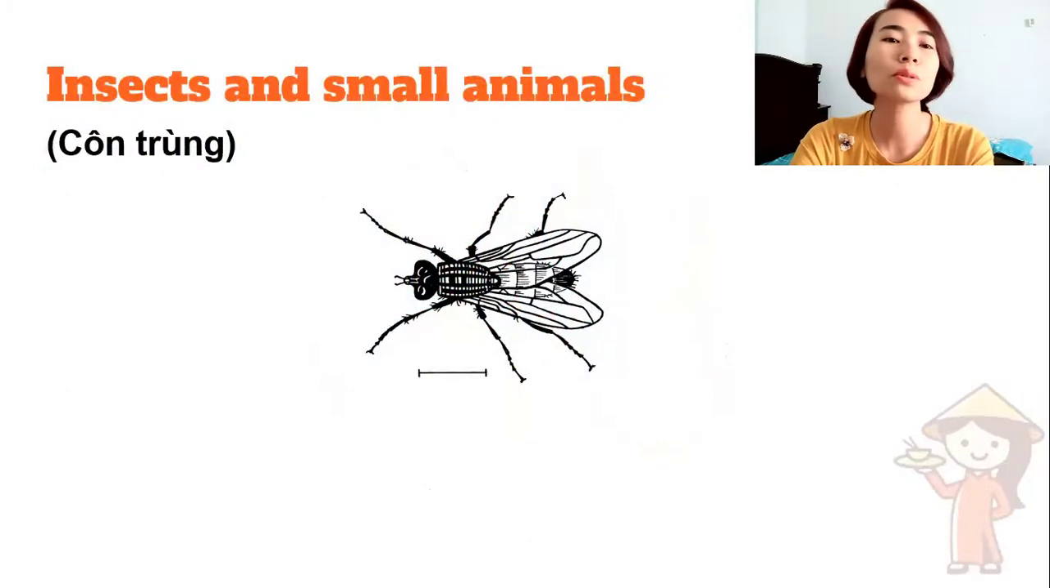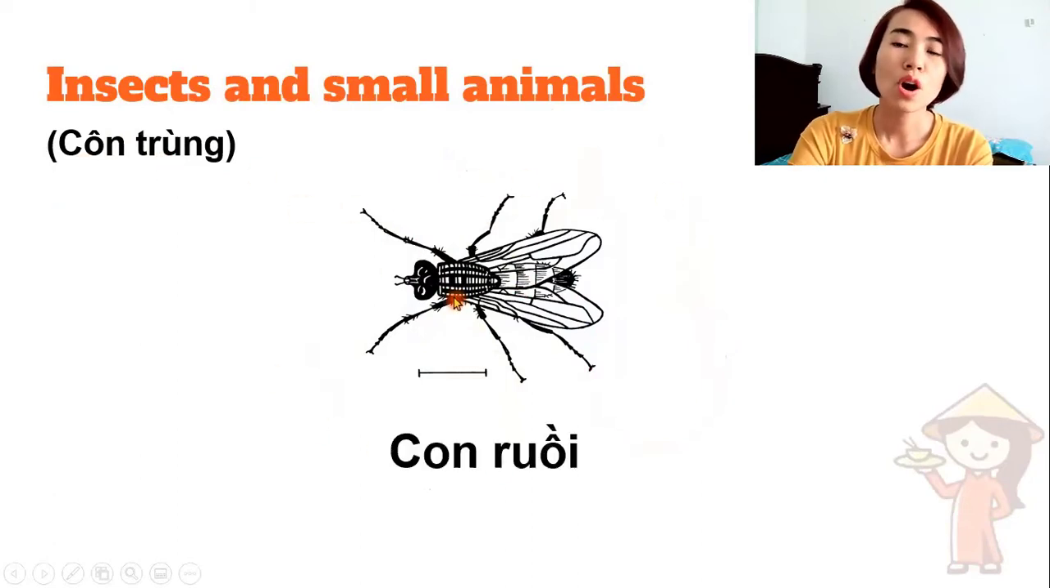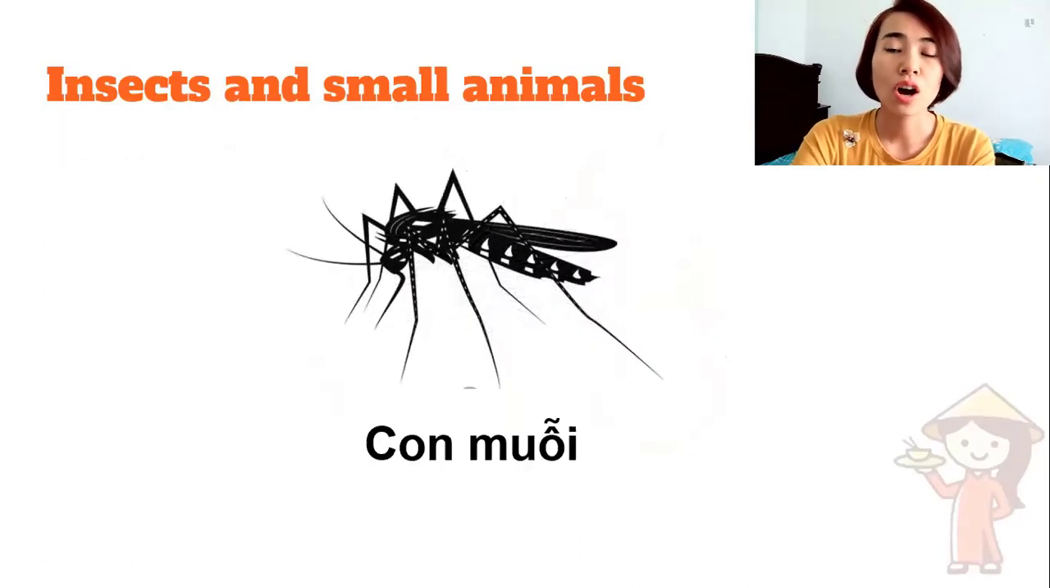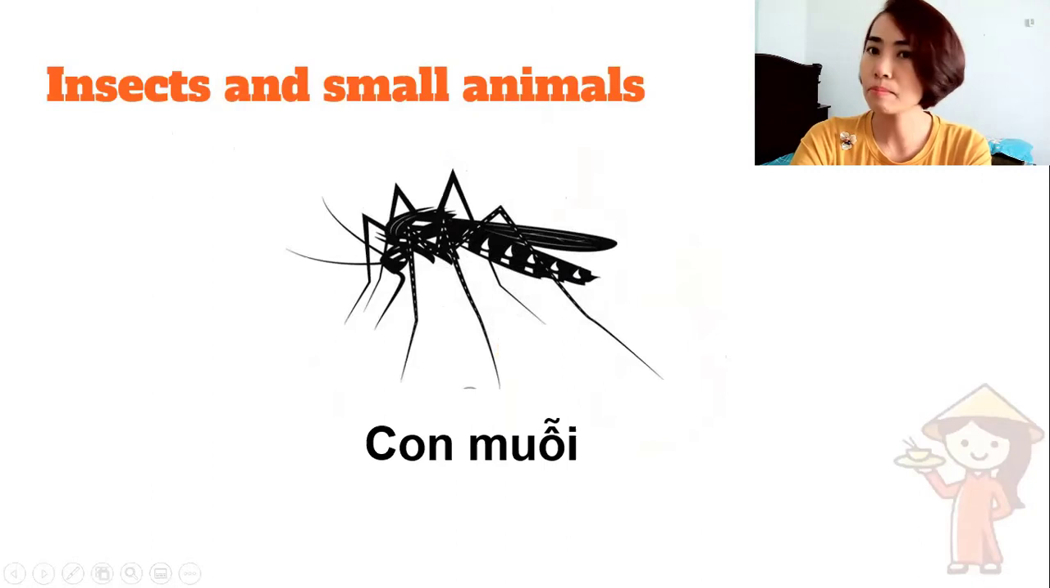Next, moving on to the small animals and the insects. So insects is côn trùng. And this one, con ruồi. Best friend of con ruồi is con muỗi. It is the best friend of the con ruồi, but not my best friend. I don't like it. They bite me all the time. I hate them.